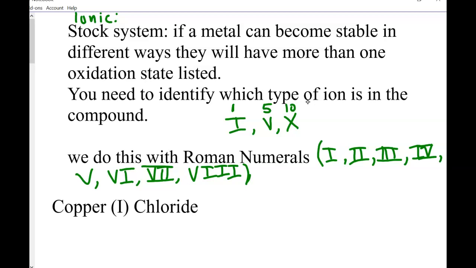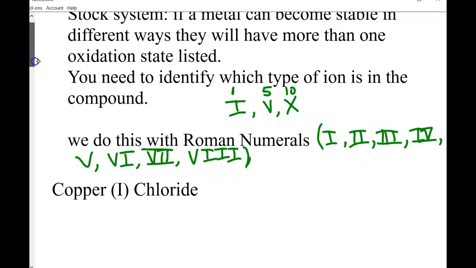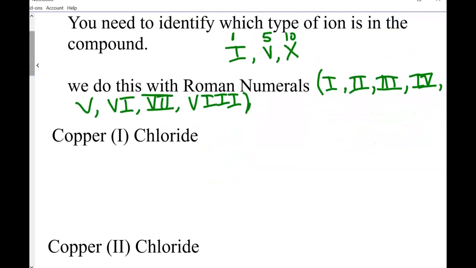Now, why Roman numerals? Well, we already have our regular numbers, or Arabic numbers, for subscripts and charges and coefficients. So we need to be able to distinguish what the charge is here. So IUPAC decided that they were going to use Roman numerals to talk about the charge. So if we have an example here of copper 1 chloride, and we'll do copper 2 chloride, those are the two ways in which copper can form ions.